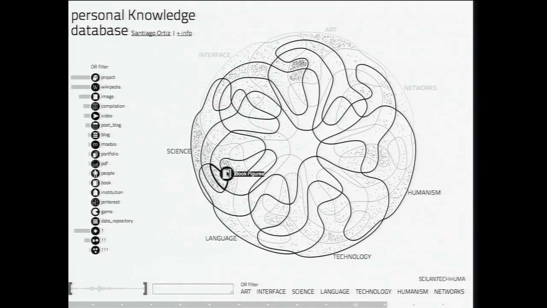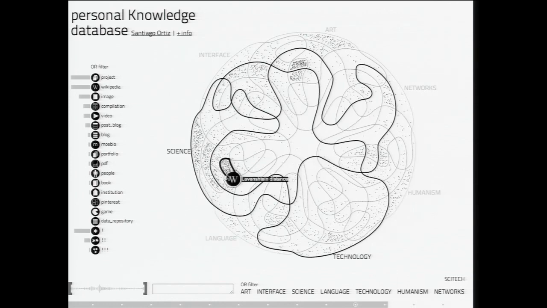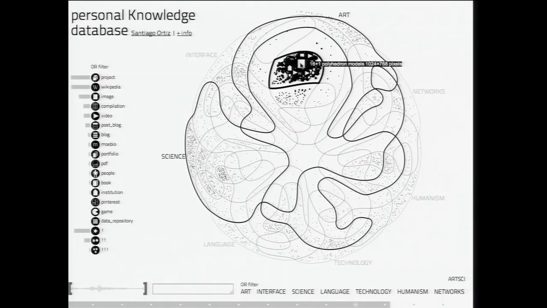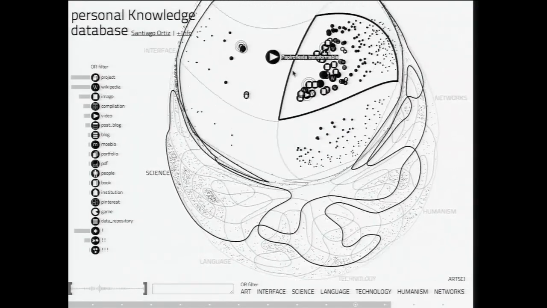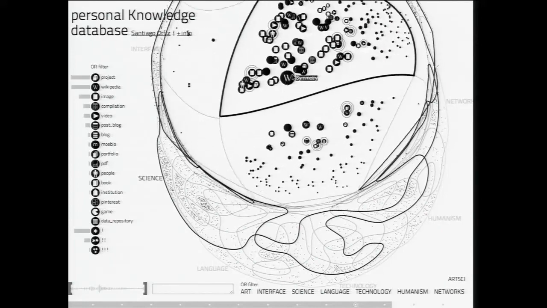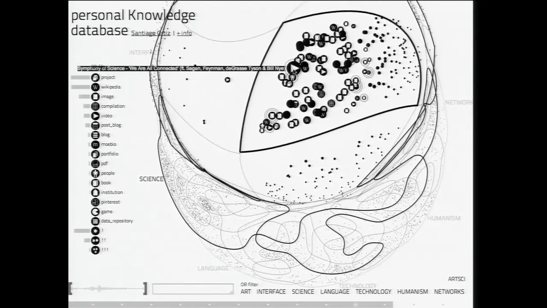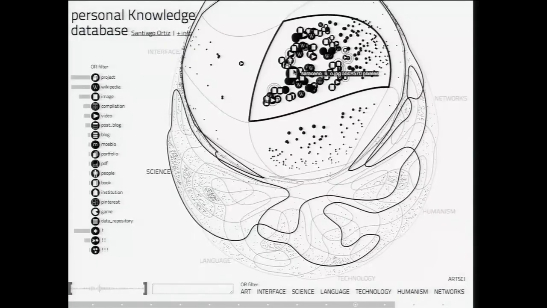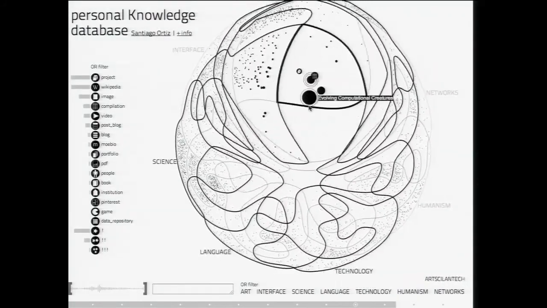And then what you have is the intersection. So in science and technology, you have a lot of projects here. Art and science, a lot of projects. You can zoom in to see the detail here. And you will find a lot of different contents, like Wikipedia articles, videos, or people. So Escher, for instance, is here in this subset, right?